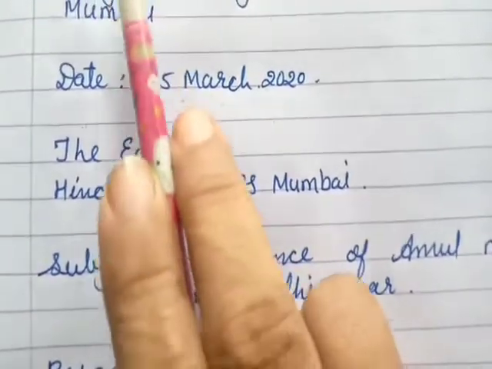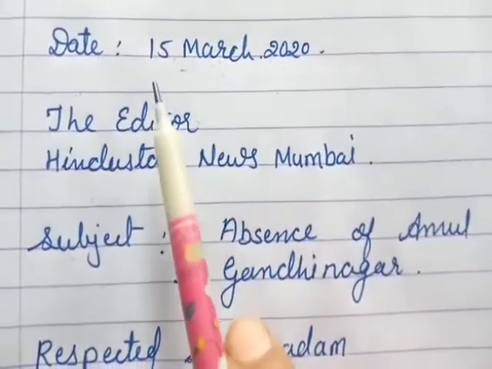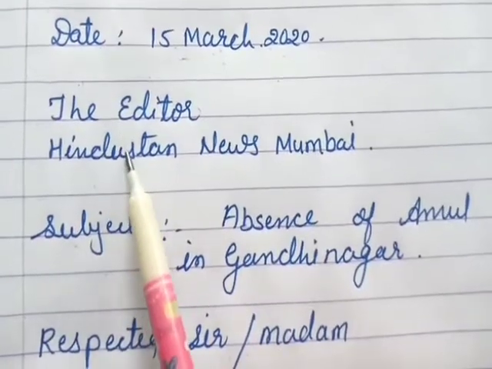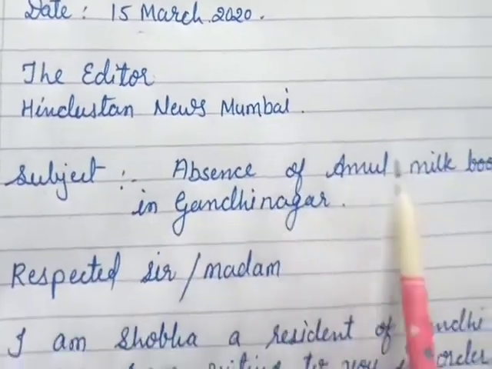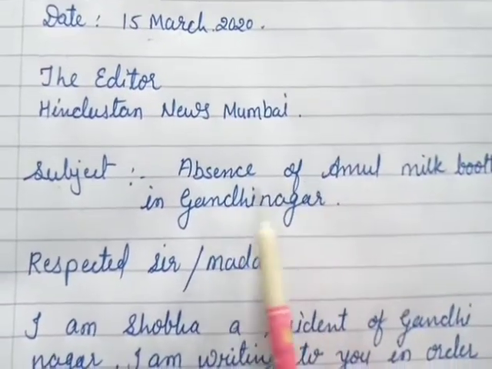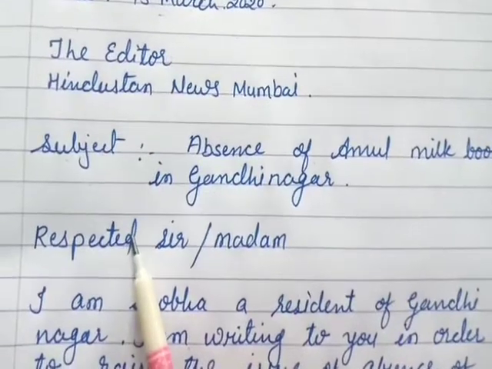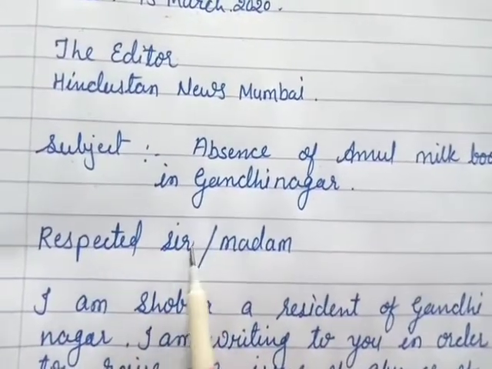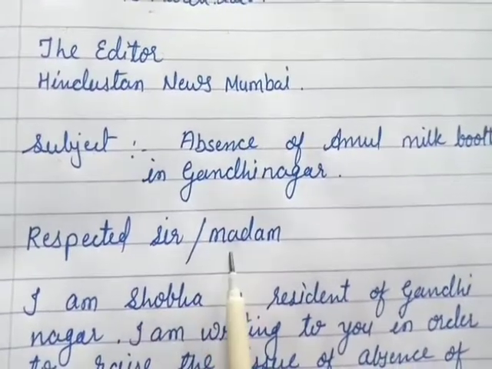First of all, the sender's name and address. Then leave one line and write the date. Again leave one line and write the address of the editor. Then leave one line and write the subject of the letter, what you would like to write the letter about. Then leave one line and write the salutation. If you don't know the gender of the person, you should write both, respected sir and madam.